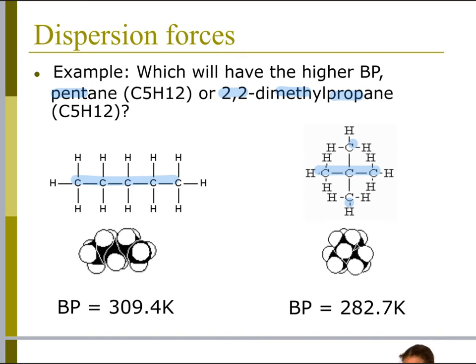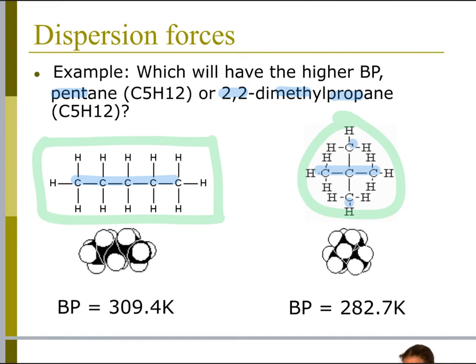Notice how they have the exact same formula: 5 carbons and 12 hydrogens. There is much greater surface exposed in the normal pentane than this clumped up 2,2-dimethylpropane. And so that greater surface area means greater polarizability, and so we have more strength for dispersion forces and a higher boiling point.